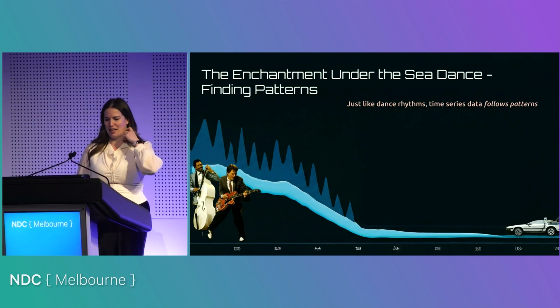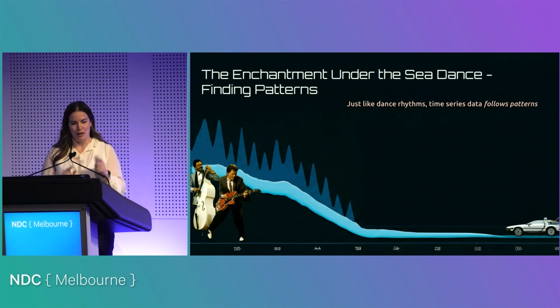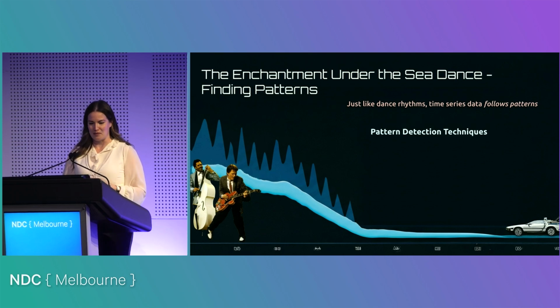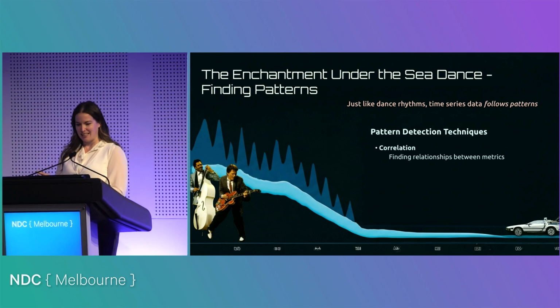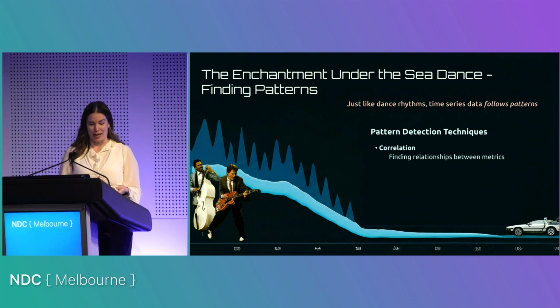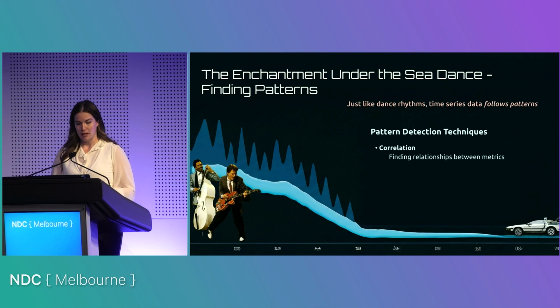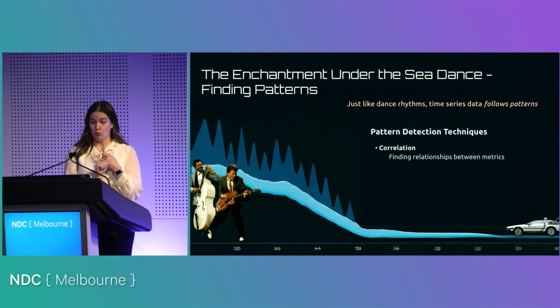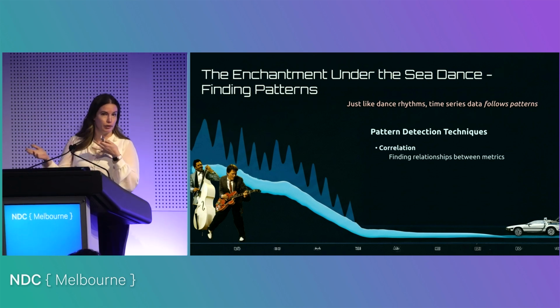One of the most valuable aspects of time series analysis is finding patterns in historical data. Just like dance rhythms have patterns, time series data also follows identifiable patterns too. There are several techniques we can use to detect those patterns. Correlation helps us find relationships between different metrics. For example, does CPU usage correlate with memory consumption? That's a good thing to look at.